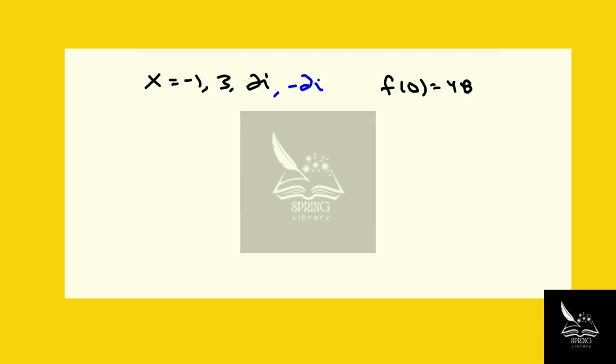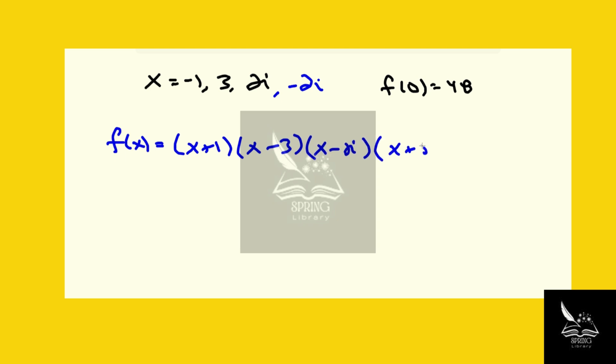So let's take a look in factored form of what this polynomial could look like. If -1 is a zero, then x plus 1 is a factor. If 3 is a zero, then x minus 3 is a factor. If 2i is a zero, then x minus 2i is a factor. And if -2i is a zero, x plus 2i is a factor. Let's multiply these in pairs.